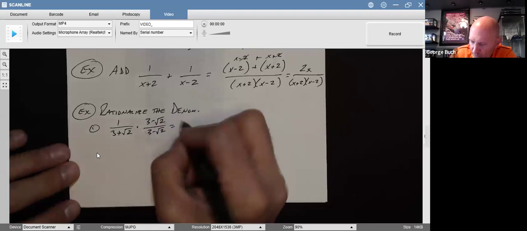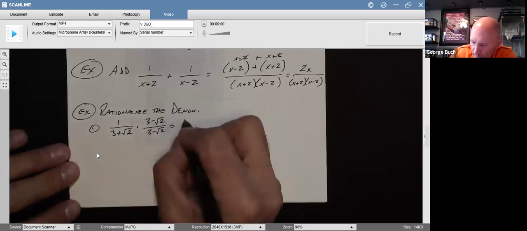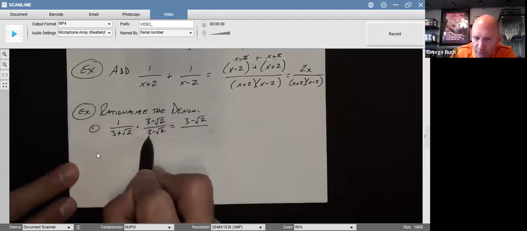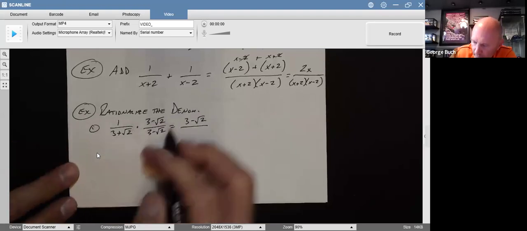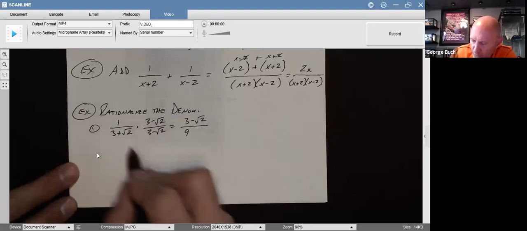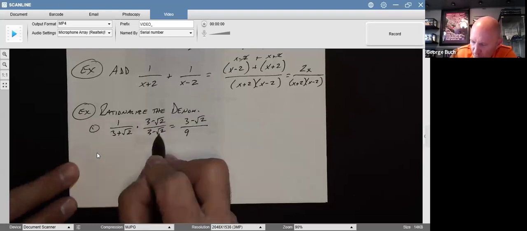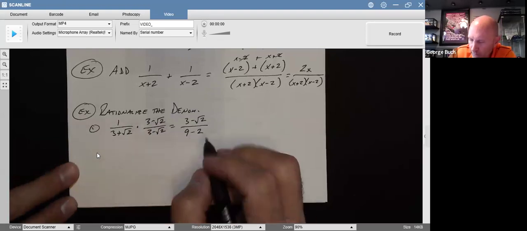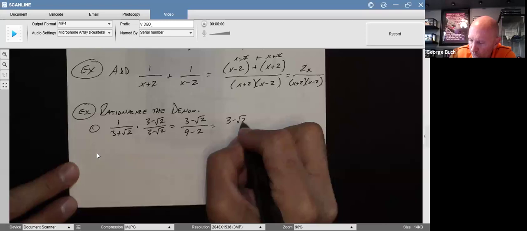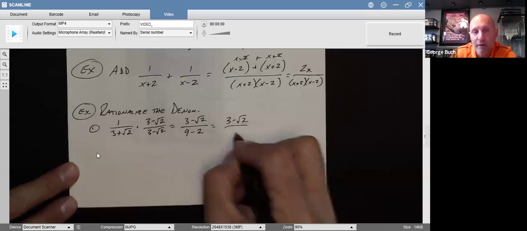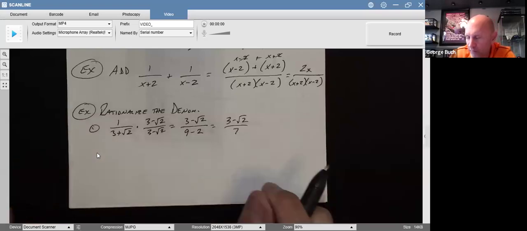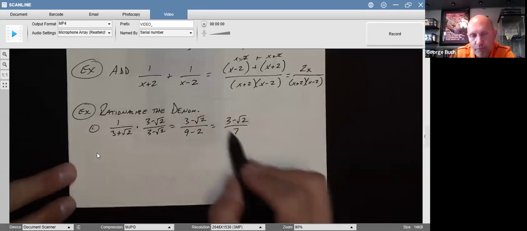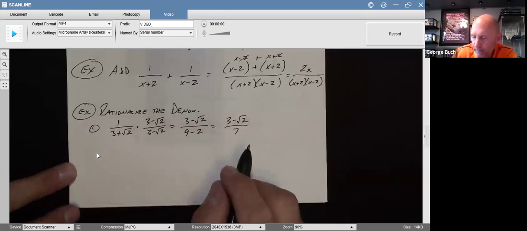So we get what? In the top, we get 3 minus root 2. And in the bottom, we get 3 times 3 is 9, and plus root 2 times negative root 2 is minus 2. So we get 3 minus root 2 over 9 minus 2, which is 7. And that's it. I can't simplify this anymore. I can't cancel anything out of all of it. So that's as far as I can go.